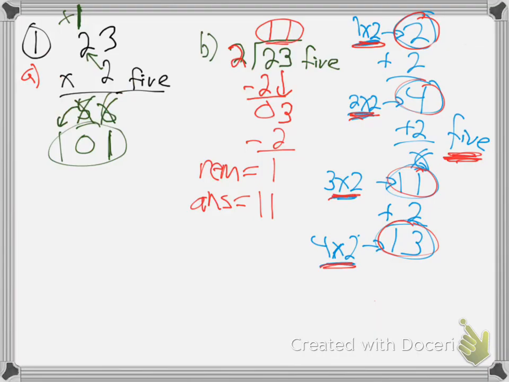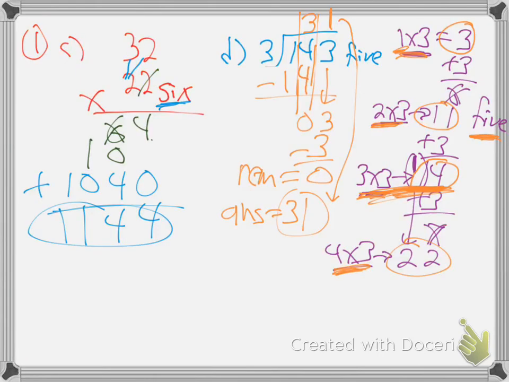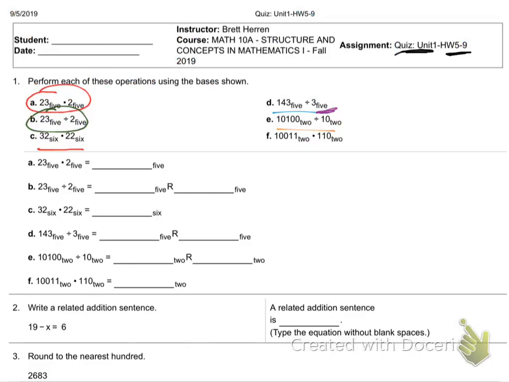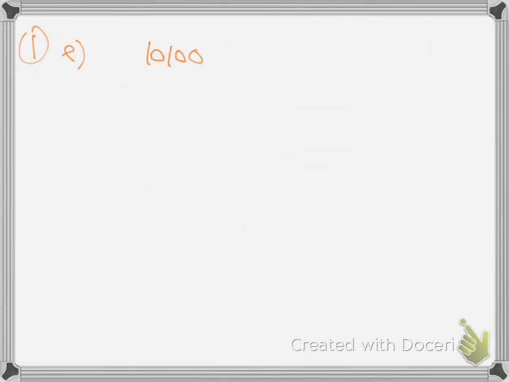10 100 divided by 10, all base 2. Okay, what do we do? Actually, I think I'm going to skip it this time. This one's ready to go. All right, let me do the lineup thing.